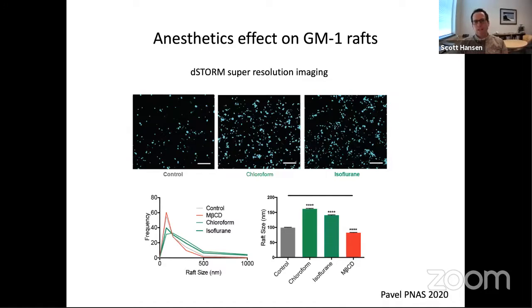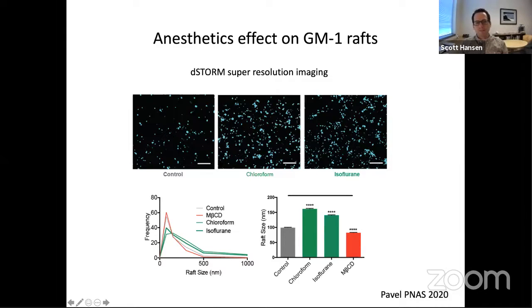So how do anesthetics affect them? And the first really simple question is to just look at fixed cells, adding an anesthetic, and seeing what it does. And so this is looking at the actual size of the GM1 domains. It doesn't really tell us a lot of information other than maybe the anesthetics are affecting them. And this experiment is done in N2A cells. They are a neuronal blastoma cell line.